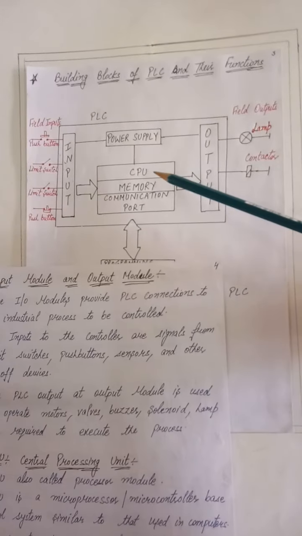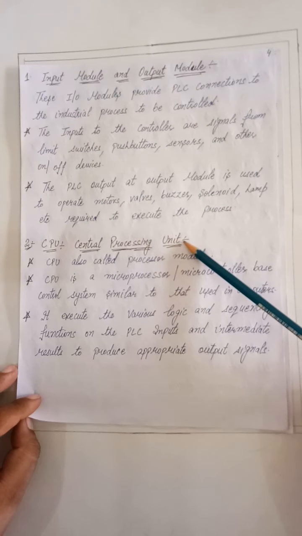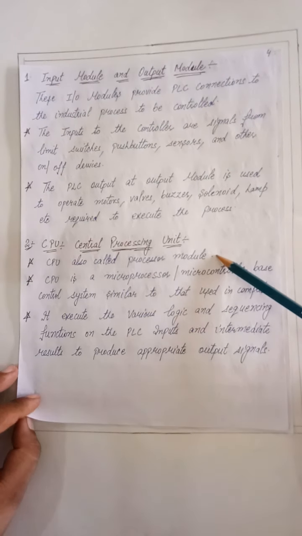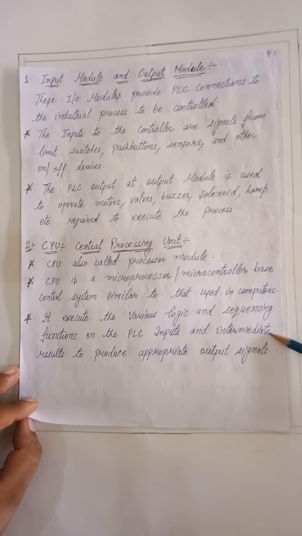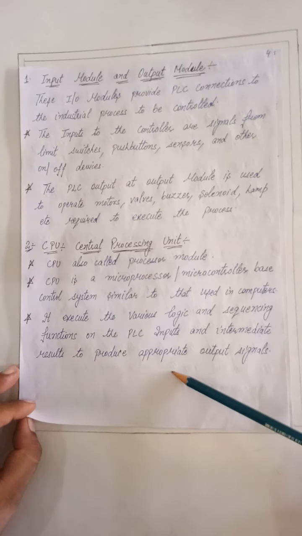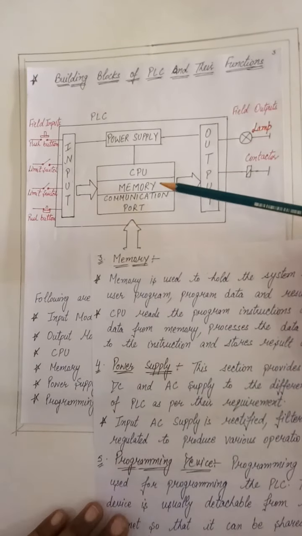Second block is the CPU, Central Processing Unit. CPU, also called the processor module. CPU is a microprocessor or microcontroller based control system similar to that used in computers. It executes the various logic and sequencing functions on the PLC inputs and intermediate results to produce the appropriate output signals. Next block is the memory.